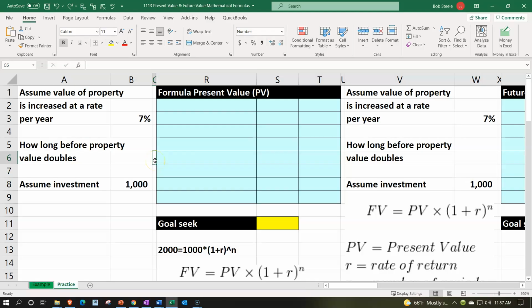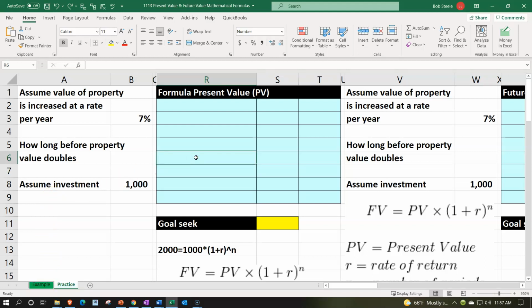Here we are in our Excel worksheet. If you have access to the Excel worksheet and would like to follow along, note that we're down here in the Practice tab as opposed to the Example tab, the Example tab, in essence, being an answer key. We have the information on the left-hand side. We're going to populate that into the blue area on the right-hand side.